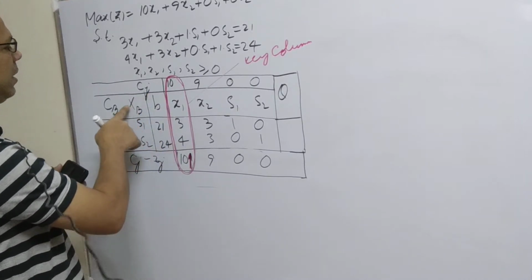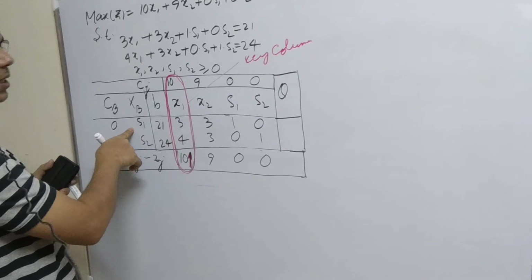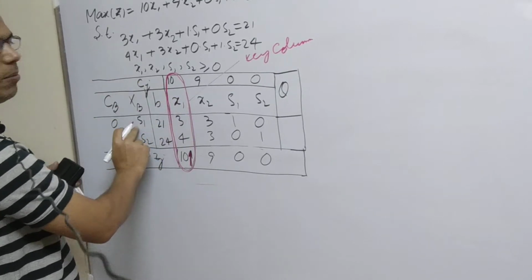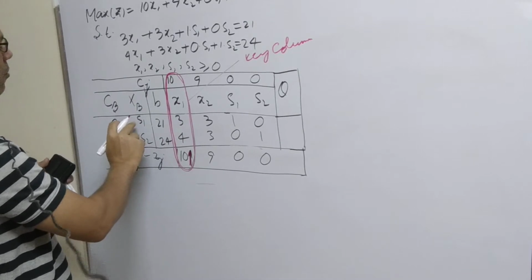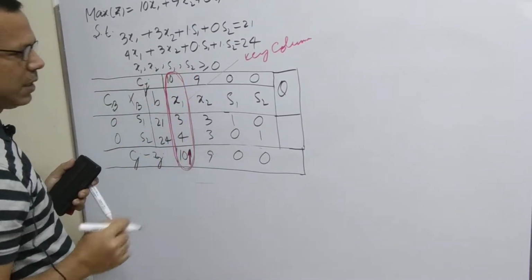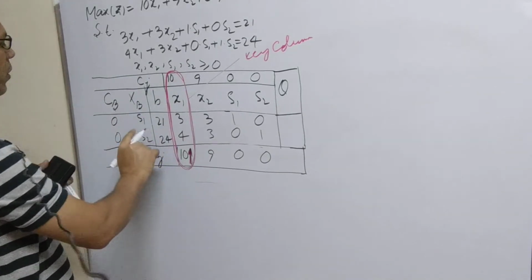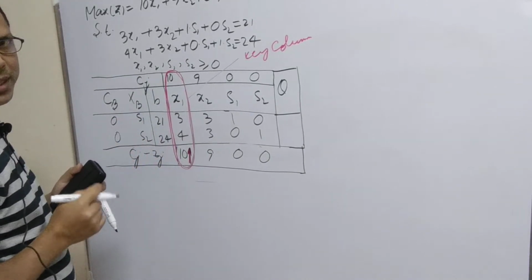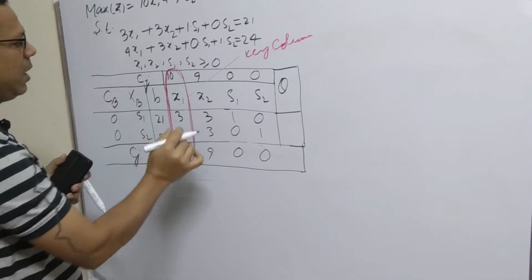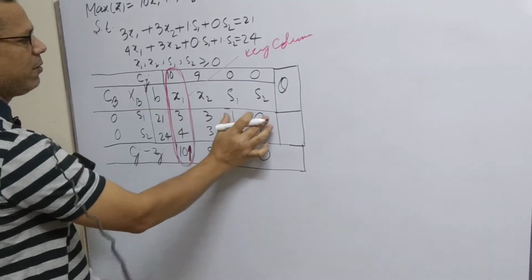So this is the basic variable, this is also called the basis. Here x1 is going to enter into the basis, and whichever variable x1 replaces is going to leave the basis. So out of s1 and s2, which variable is going to leave the basis? That is the important thing.